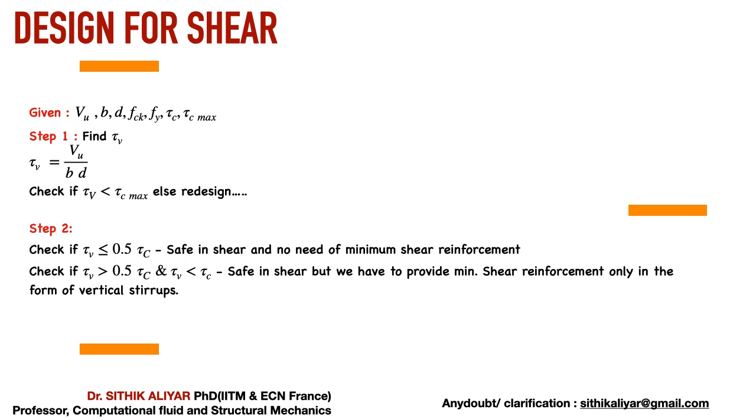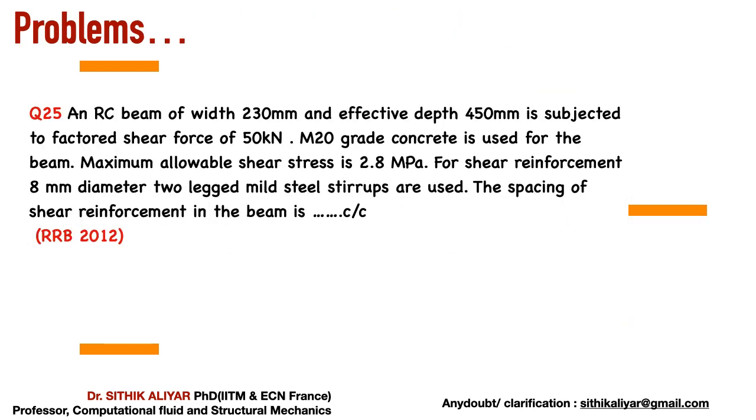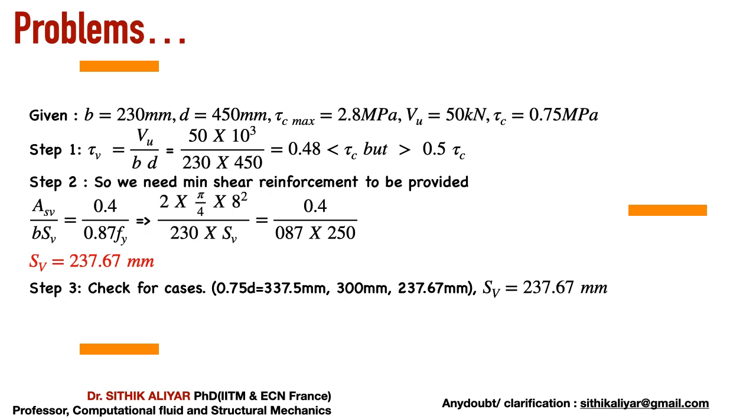Tau v is greater than 0.5 tau c, but it is lesser than tau c. So we have to provide minimum shear reinforcement. The minimum shear reinforcement formula is ASV by B into SV equal to 0.4 divided by 0.87 Fy. Put 2 into pi by 4 into 8 square, substitute everything, and you will get the SV value 237.67 mm. You should also check 0.75 D and 300 mm. The minimum of these 3 will be your answer. It is 237.67 mm.